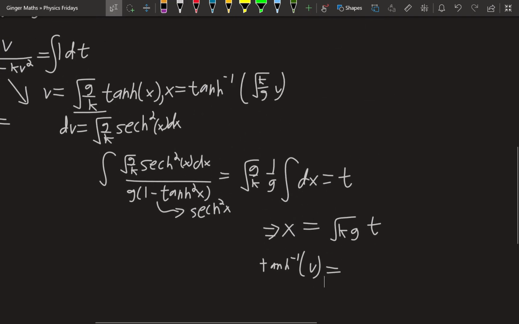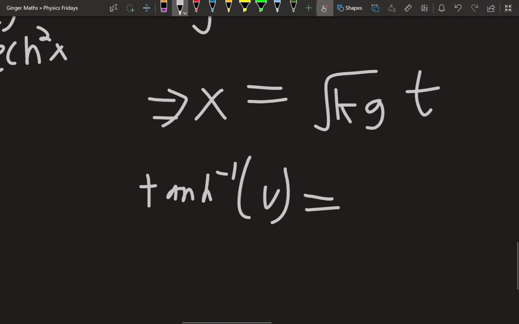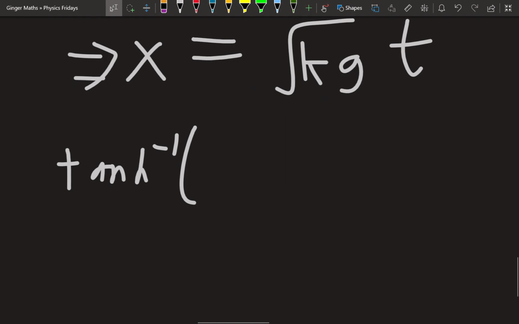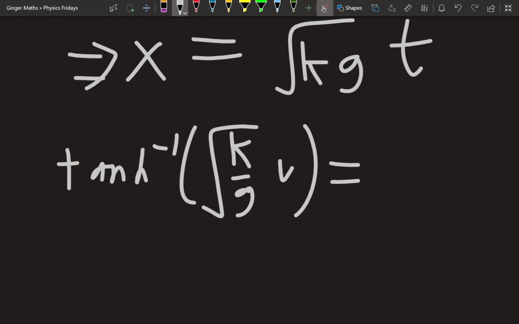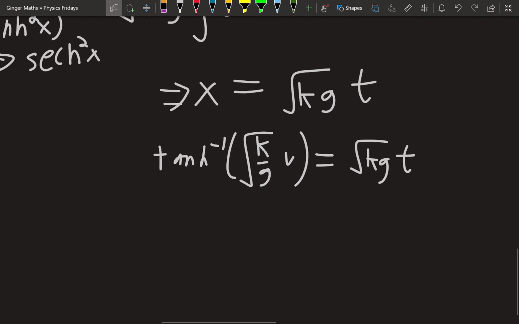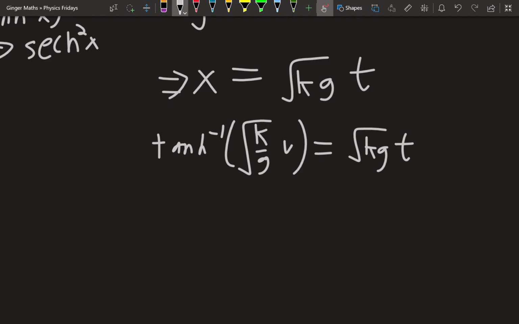What's that? K over g. Square root of k over g, v is equal to the square root of kg times time. And then just solving for velocity here, we end up having our velocity is equal to the square root of g over k times the hyperbolic tangent of the square root of kg times t.